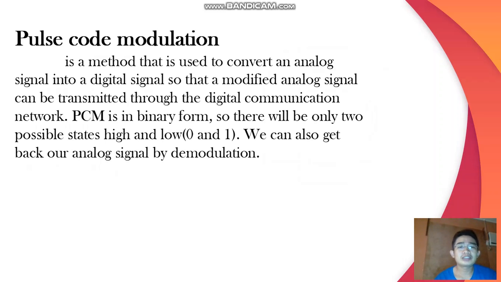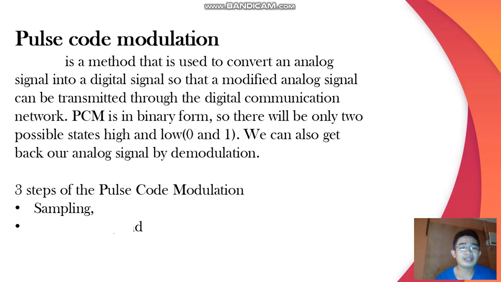Pulse code modulation is a method that is used to convert an analog signal into a digital signal so that the modified analog signal can be transmitted through the digital communication network. PCM is in binary form so there will be only two possible states, high and low, or 0 and 1. We can also get back our analog signal by demodulation. There are three steps of pulse code modulation: first the sampling, second the quantization, and the last is coding.